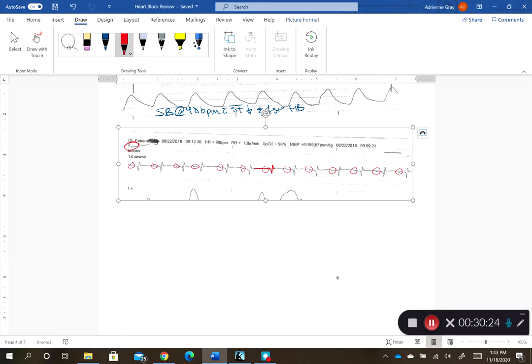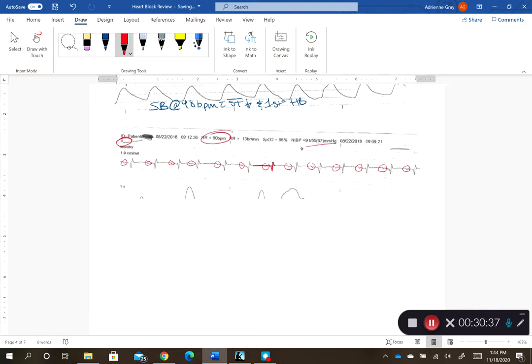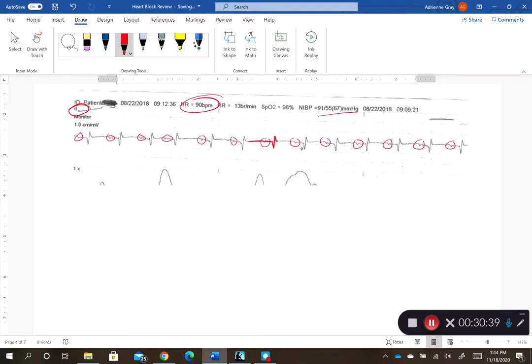All right. Heart rate, 90 beats per minute. That's pretty good. That's pretty fast. Blood pressure may be a little low. I don't really know what's going on. This wasn't my patient, so I don't know exactly what's going on with them. But let's figure out what type of heart block that we do have here. Make it a little bit bigger.